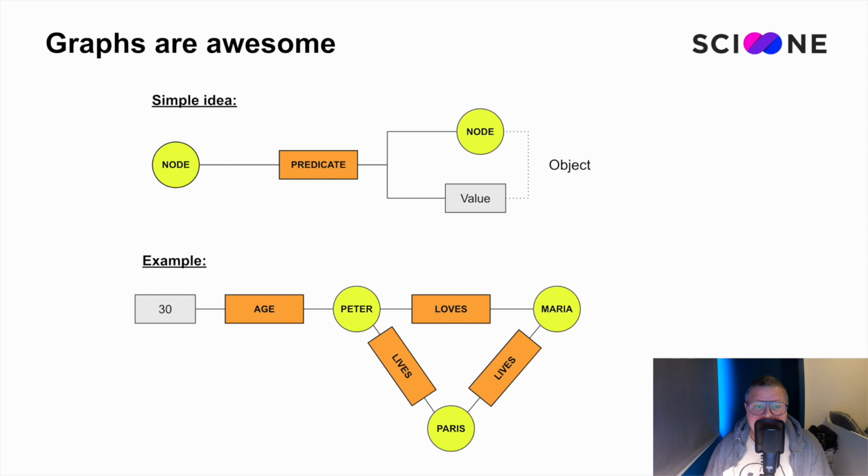Graphs are awesome. The fundamental building block of a graph is the triple: subject, predicate, and object. Where subject is a node, predicate is a property, adjective or a verb, and the object is either another node or a value, like a string, integer, or float. Here's a good example. Peter is 30 years old and he loves Maria. That's convenient as they both live in Paris. This simple model allows us to express any information.